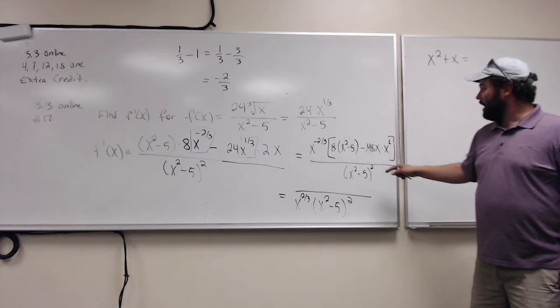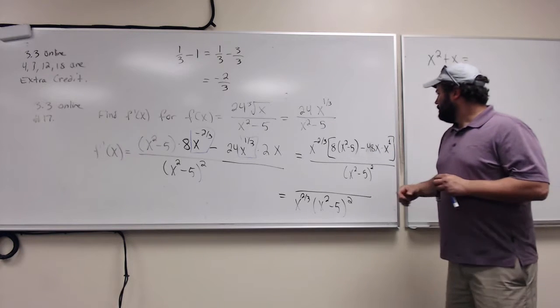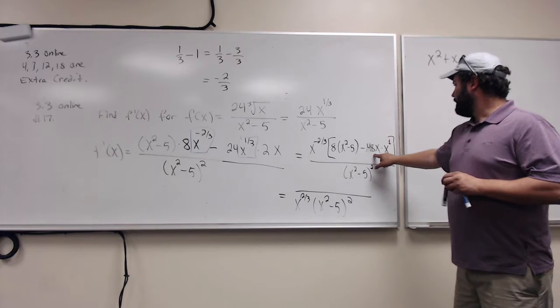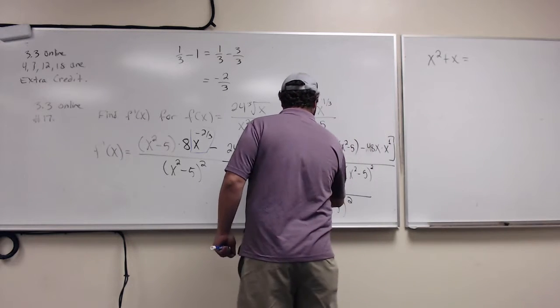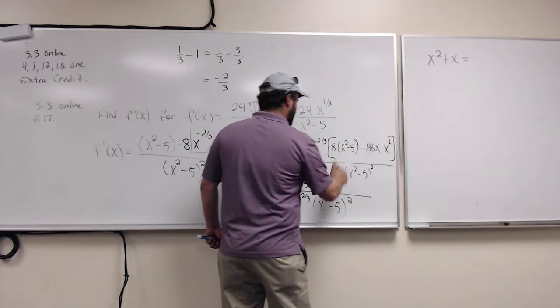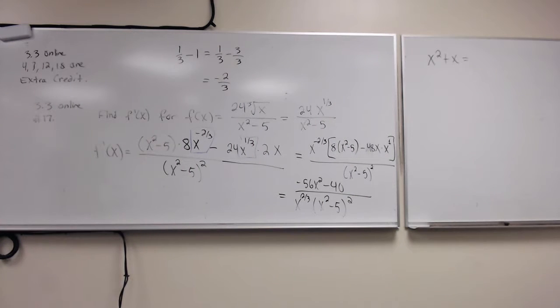So you'd have to distribute the 8. That'll be 48x squared. I think I can see it from here. Let's see. 8x squared minus 48x squared is a minus 56x squared. And then you're going to have an 8 times minus 5 and get a minus 40. So that's what they would want fully simplified.